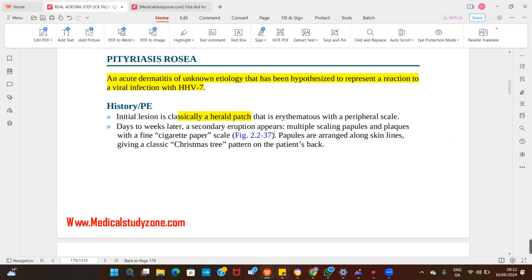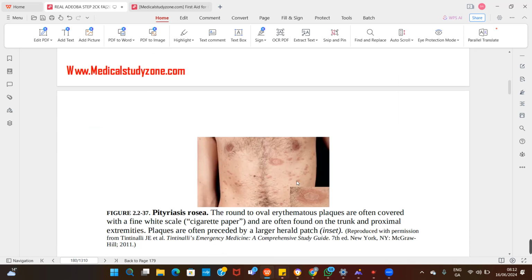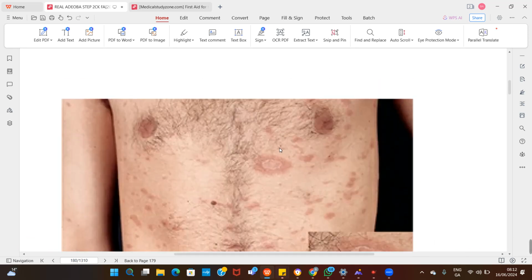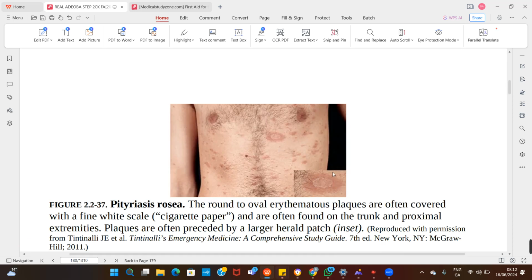So we are already familiar with this. This is just an erythematous plaque with a peripheral scale. What are we looking at? A patch, rather. An erythematous patch is not raised, with a peripheral scale. It's a flat lesion. Look at this. It has been magnified for us. This is what it looks like. This patch. You can see the scaling, right? That is your herald patch. And you typically see it in the trunk.